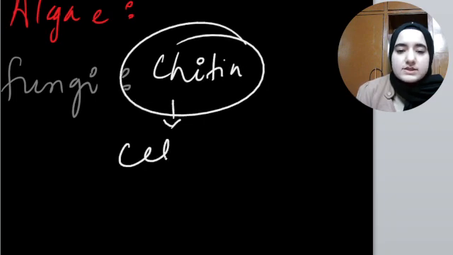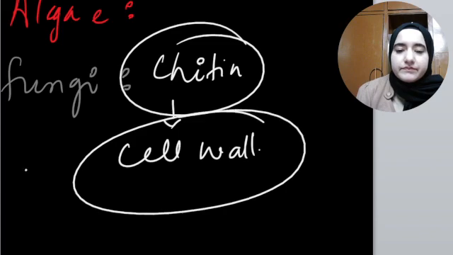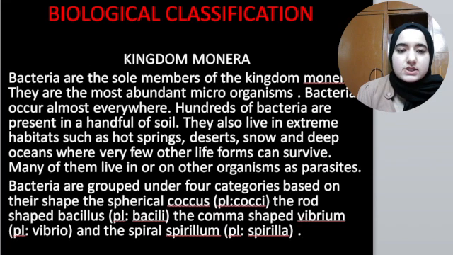Moreover, talking about algae, they have a cell wall made up of cellulose, right? And talking particularly about fungi, they have a cell wall made up of chitin. Okay, cell wall made up of chitin, right? I hope this concept is clear. Now we will study all the kingdoms one by one.